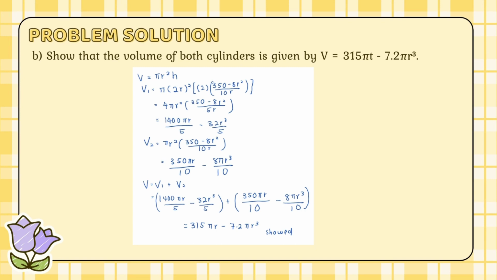over 10. So to know the volume of both cylinders, we must sum the volume of the first and the second one. So we will get 1400 pi r over 5 minus 32 pi r cube over 5. We have to add the second volume, which is 350 pi r over 10 minus 8 pi r cube over 10. And the final answer we will get for the volume is 315 pi r minus 7.2 pi r cube. So we can prove that the volume of both cylinders is the given answer.